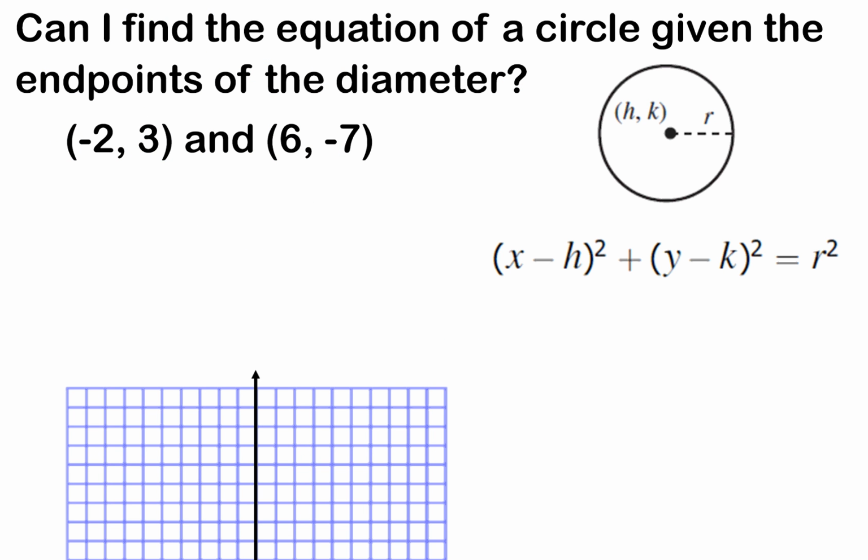Now in this case, I don't have the center of the circle. I actually have to find it. The way I find the center of a circle when I'm given a circle with the endpoints of the diameter is to find the midpoint of the diameter. That would give me the center of the circle. So I'll plug these values into the midpoint formula.